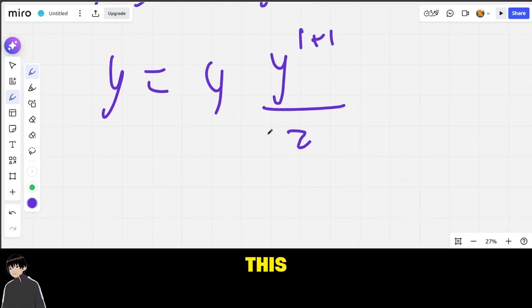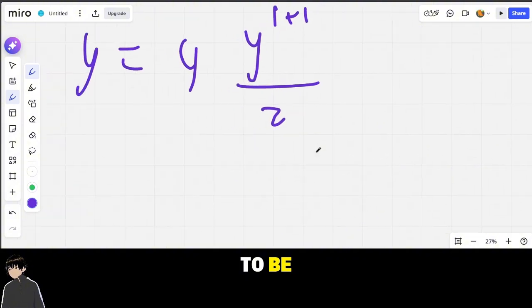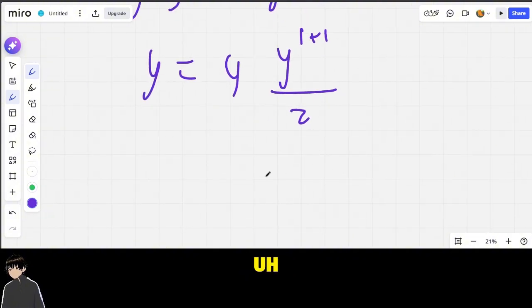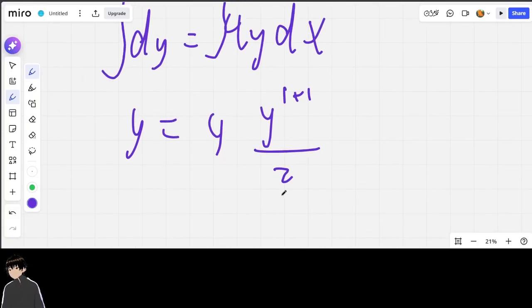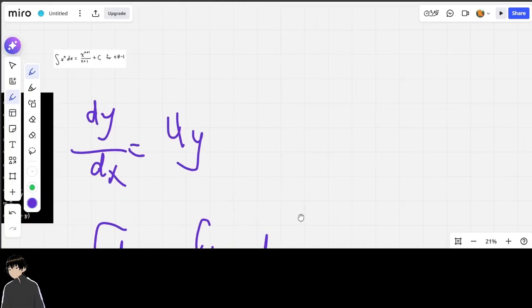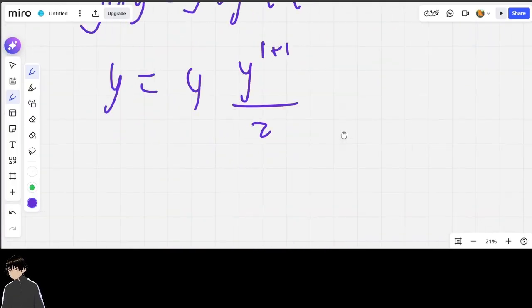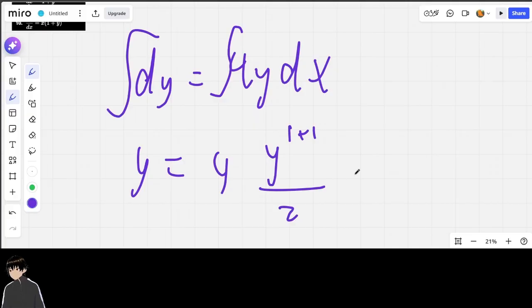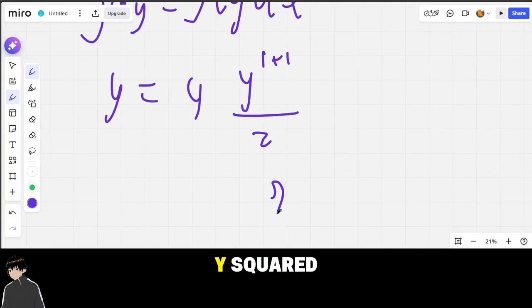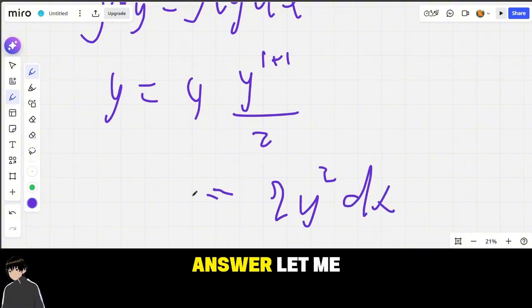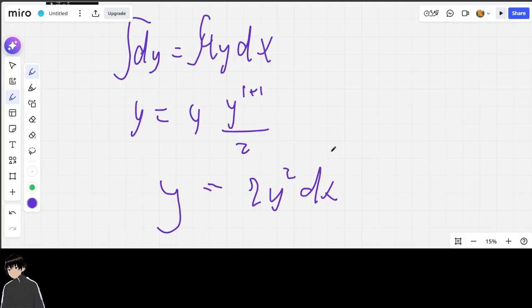Then we have to do this. Okay, so 4 divided by 2, this is going to be, hold on. Yeah, 2y squared dx. I believe that's the answer. Let me just check.